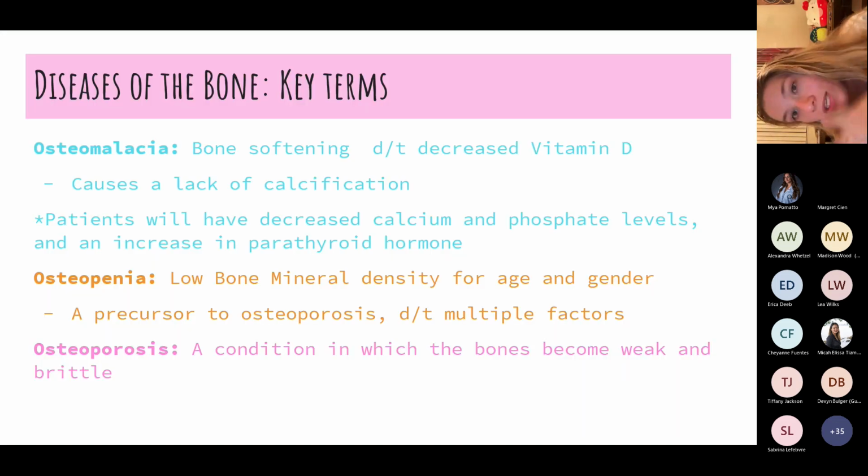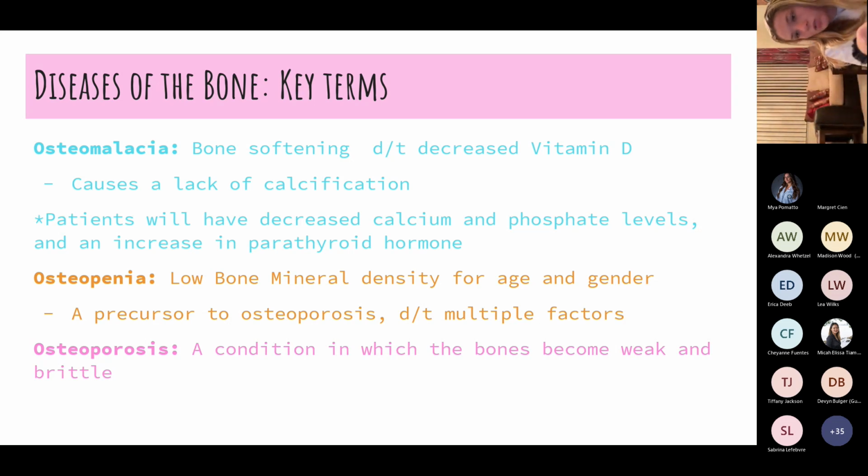And last but certainly not least, we have our bone disorders. So, just a few key terms. We've got osteomalacia. I want you to think of softening, usually due to decreased vitamin D. Osteopenia is how we categorize someone who has low bone mineral density for their age and gender. Osteoporosis is an actual condition, also known as brittle bone disease.